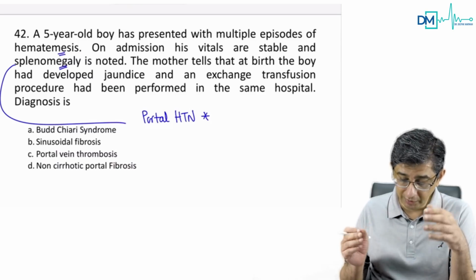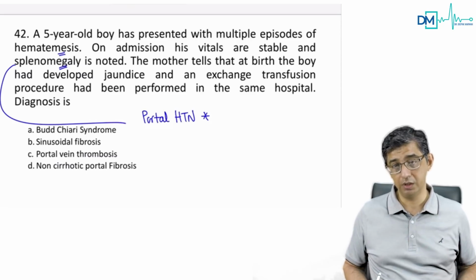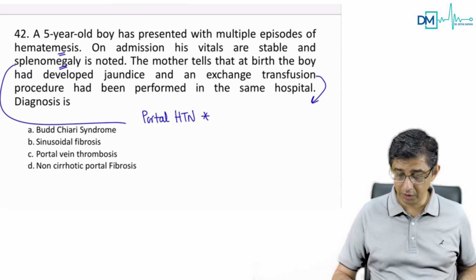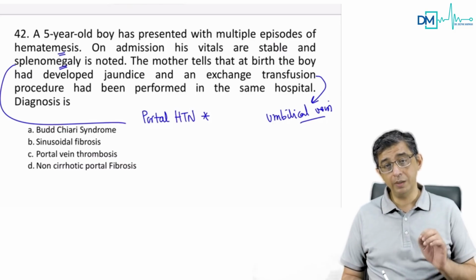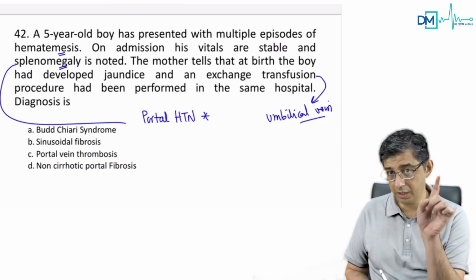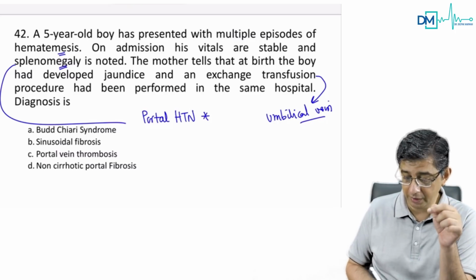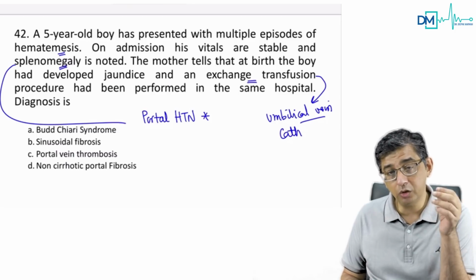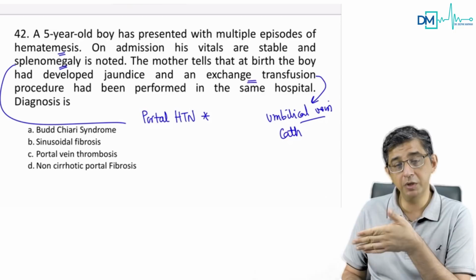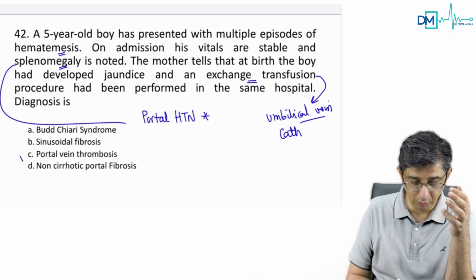Now the mother is giving a very interesting history. She says at birth the baby had jaundice and exchange transfusion was done. And how do you do exchange transfusion? Exchange transfusion is done via umbilical vein catheterization, and the umbilical vein joins which vein? Portal vein. So because this child, a 5-year-old boy, was a newborn baby who underwent an exchange transfusion and umbilical vein catheterization, it can result in thrombus formation, and the thrombus formation gradually will obstruct the portal vein. So this patient is actually having a portal vein thrombosis.